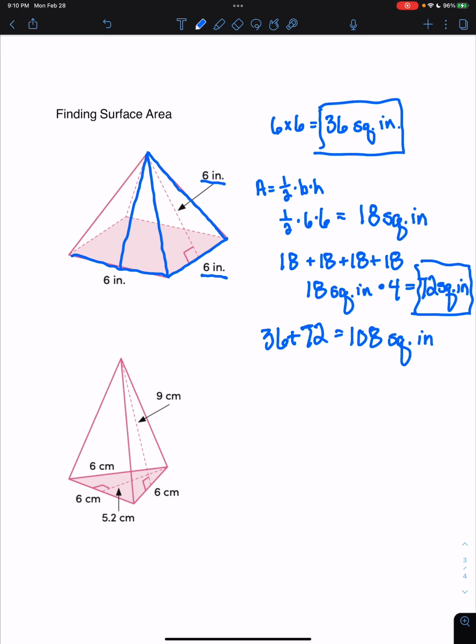So taking the area of the base and then taking the area of all 4 triangles, and you can just take the area of one since it's a square and add that together 4 times or multiply by 4. So that's surface area.